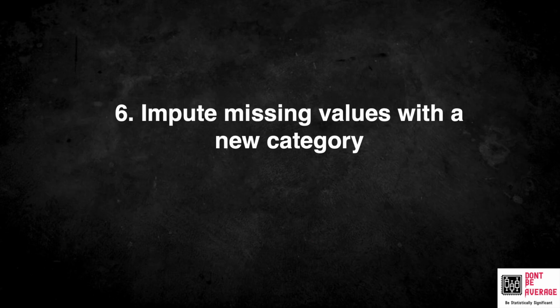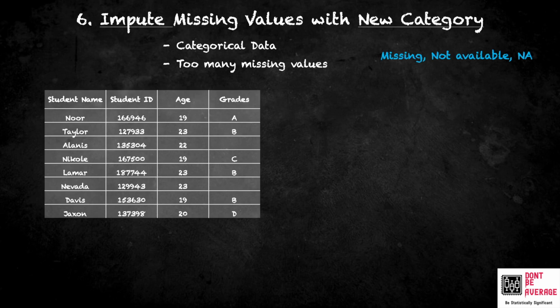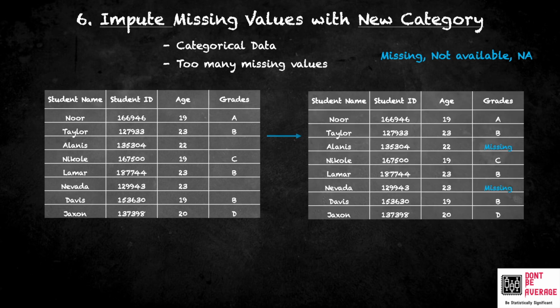The next method is imputing missing values with a new category. Sometimes it is not very safe to impute a data set using mean, median, or something. Sometimes it is not recommended. Let's say even for this particular example, it is grades, and it is not very safe to impute one person's grade with other students' grades. In those cases, we can just impute it using a new category, which could be called missing or not available or NA or something like that, which indicates that we do not have data for that, and we can go on with the rest of the analysis using this new category.